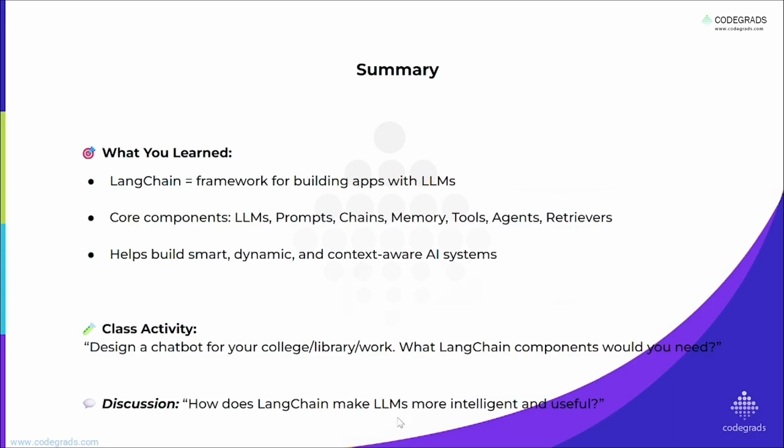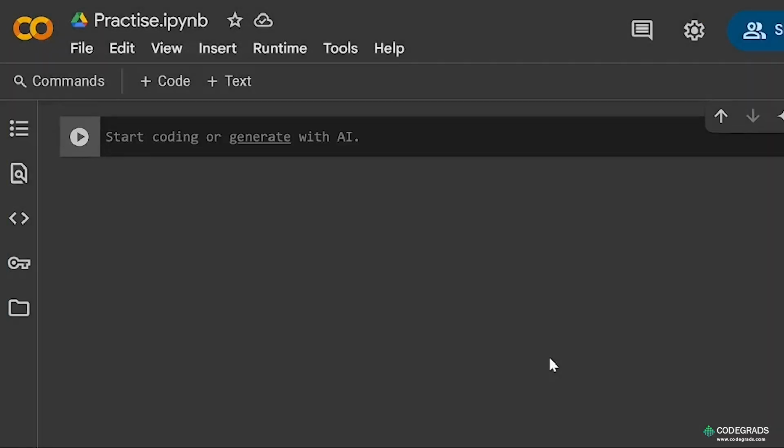Now these are the questions or the class activity for you. You need to design a chatbot for your college or library. What Langchain components would you need for designing your chatbot? Among all these components, which do you think are important and which can you use for your chatbot? We have another question here: how does Langchain make LLMs more intelligent and useful? Discuss these questions and we'll discuss the answers in the next section. Now we'll move towards the implementation part, and we'll start with the implementation of Langchain and its components.